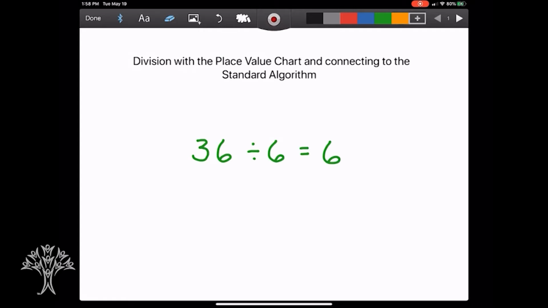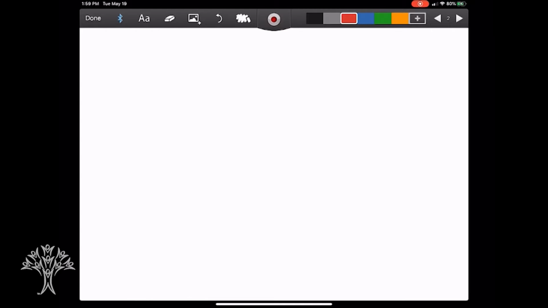Today we're going to talk about dividing larger numbers with a strategy of using the place value chart, and we're also going to connect it to the standard algorithm for division. Before we get started, I want to make sure you understand some vocabulary for division. When we're talking about division, this is known as the dividend, so the number that you're going to be dividing. The number that you're dividing by is called the divisor, so that's how many groups you're breaking it up into. And then the answer is called the quotient. It's important for you to know those vocabulary terms when we talk about division so you know what numbers we're talking about. Let's get started with a few practice problems.